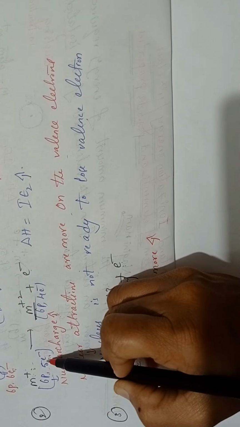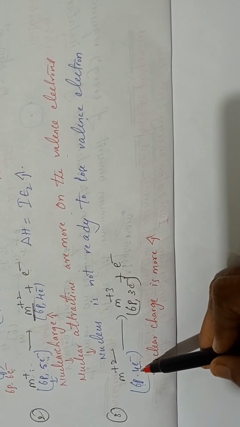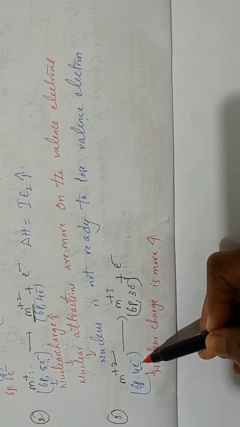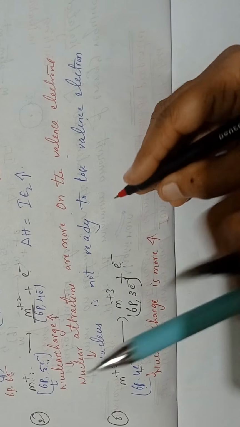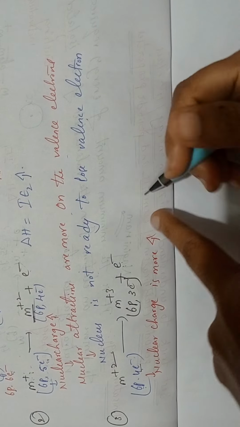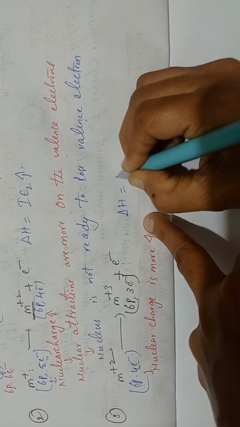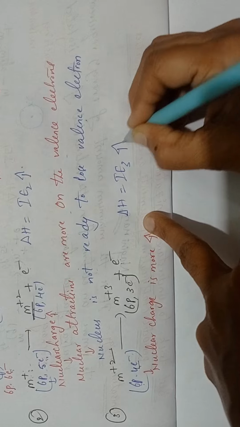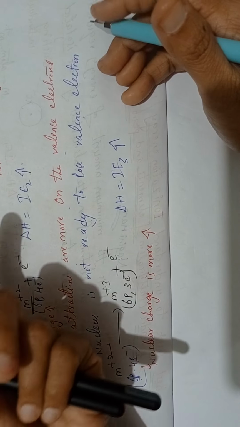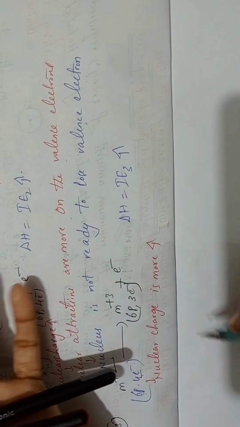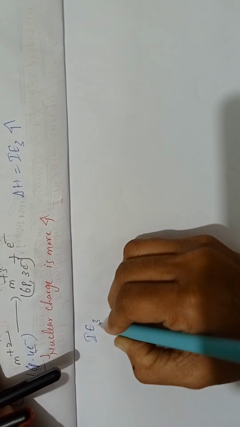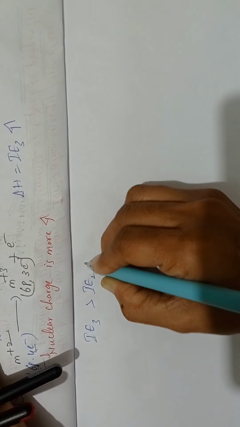Here there are 6 protons and 4 electrons, so the number of electrons is still less. So what will happen? Nuclear attractions are more, so the delta H value, IE3, is more. Are you clear? So finally we can say IE3 is greater than IE2, which is greater than IE1. Understanding, students? That means the third ionization energy.